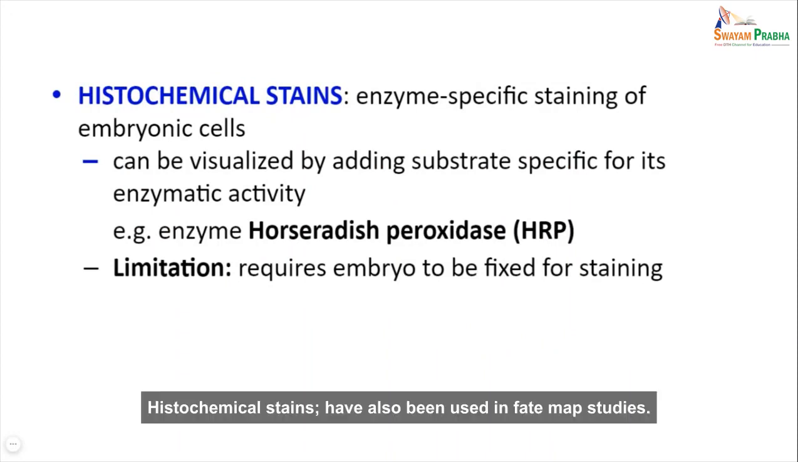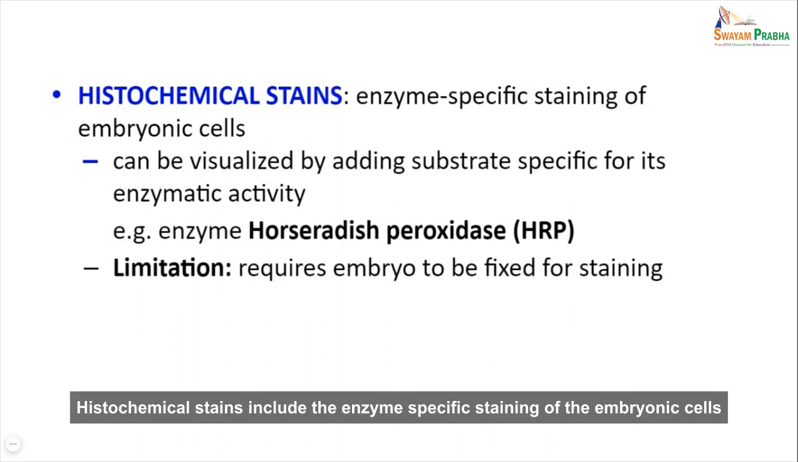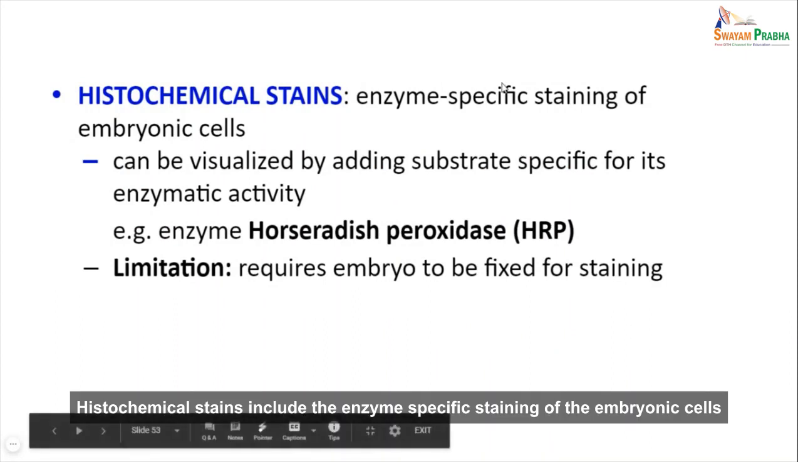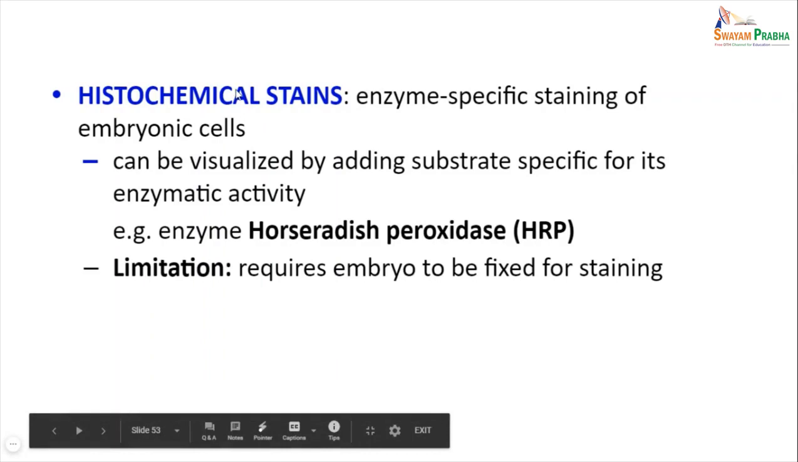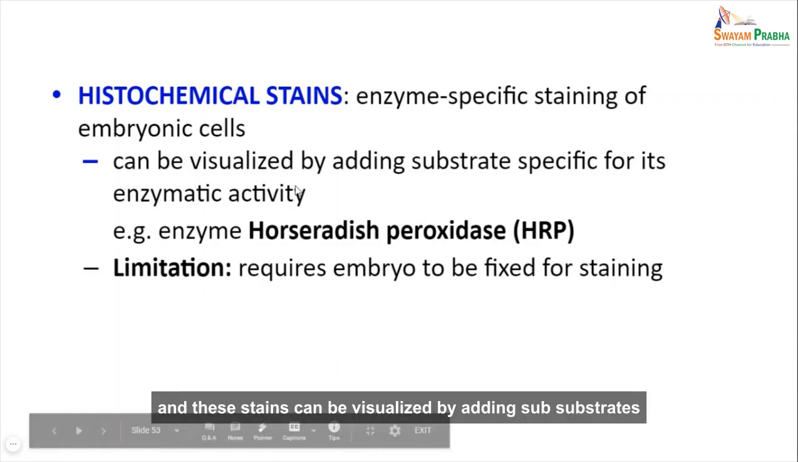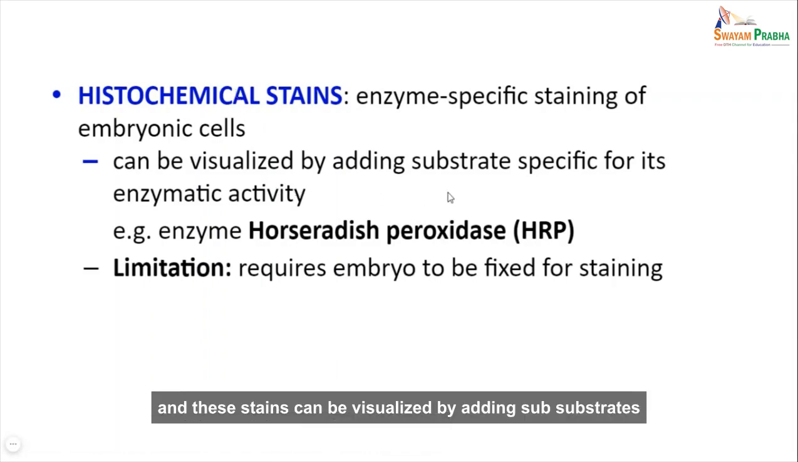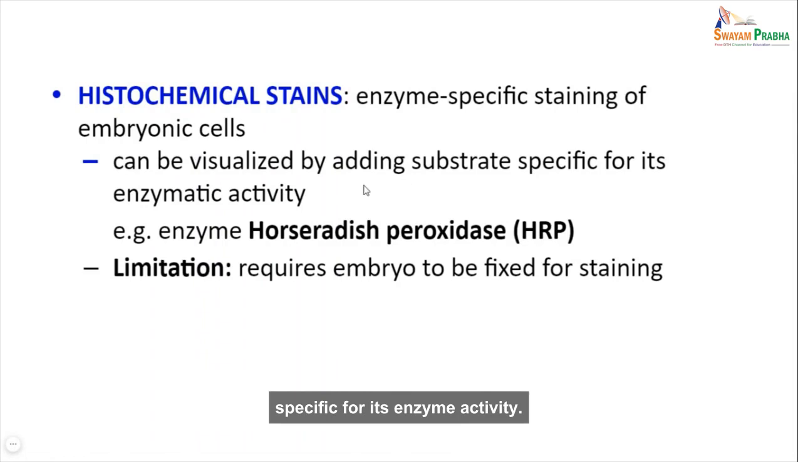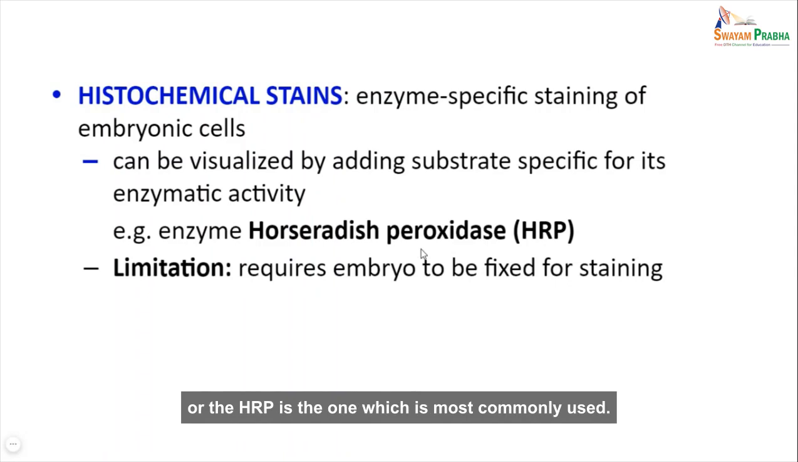Histochemical stains have also been used in fate map studies. Histochemical stains include the enzyme-specific staining of the embryonic cells, and these stains can be visualized by adding substrates specific for the enzyme activity. For example, the enzyme horseradish peroxidase, or HRP, is the one most commonly used. These histochemical stains have the limitation that they require the embryo to be prefixed for staining.